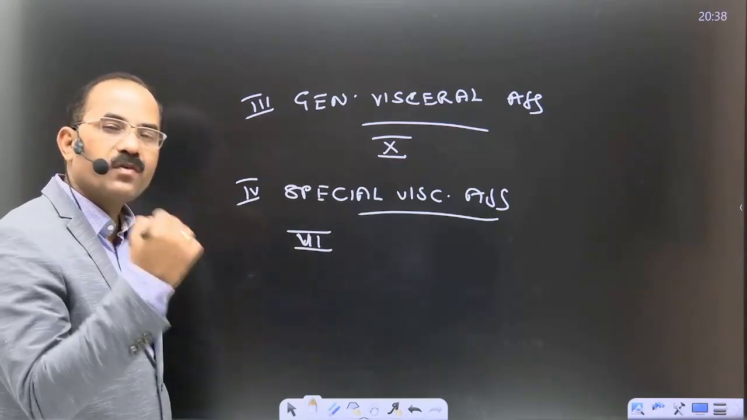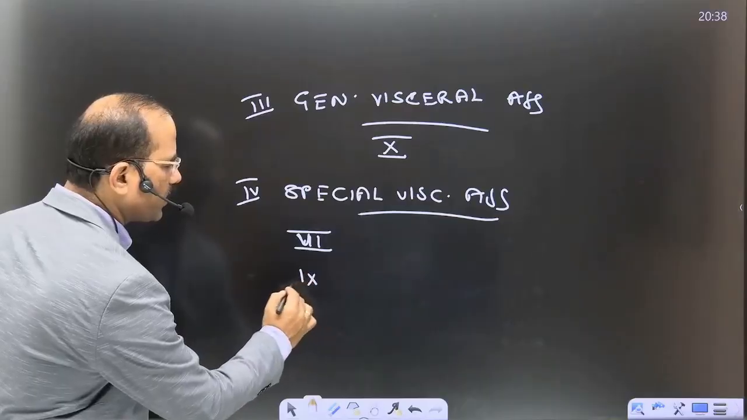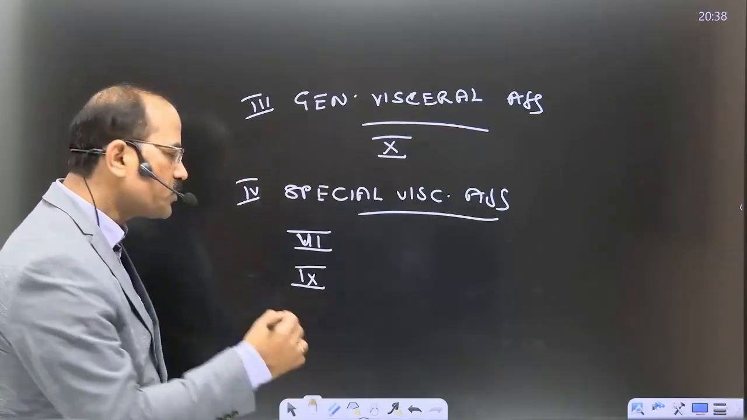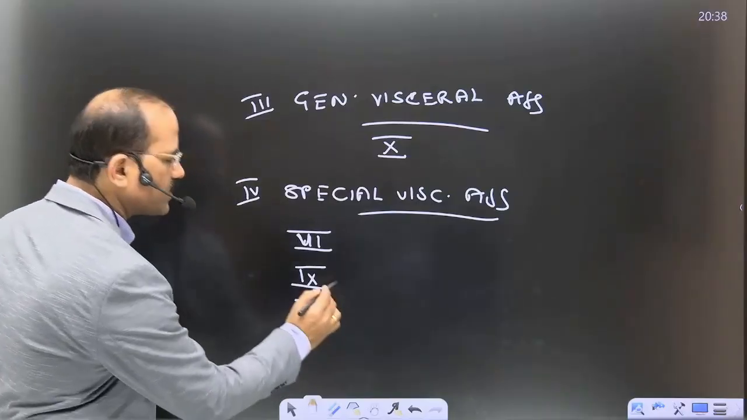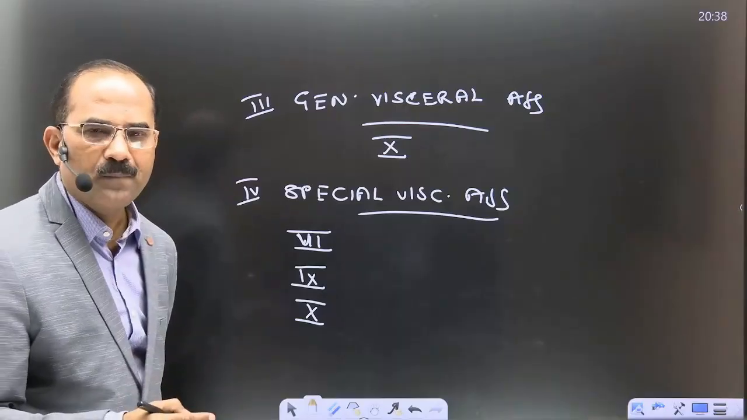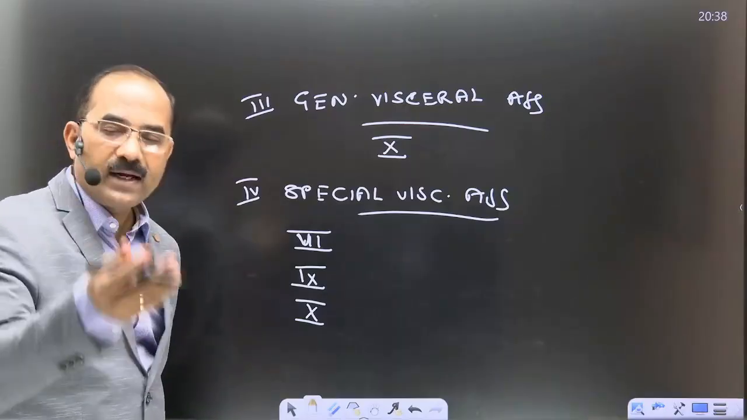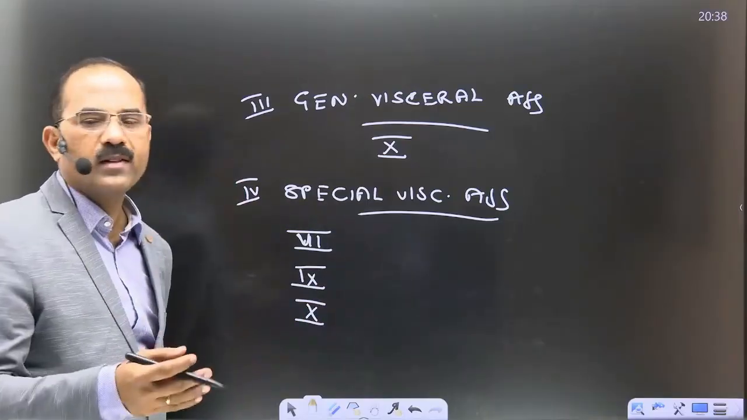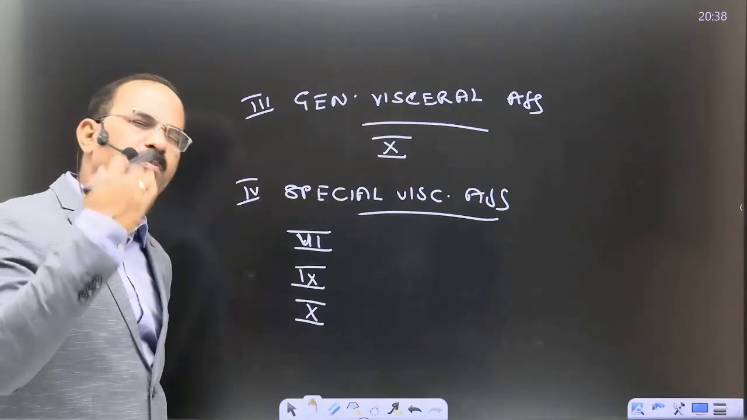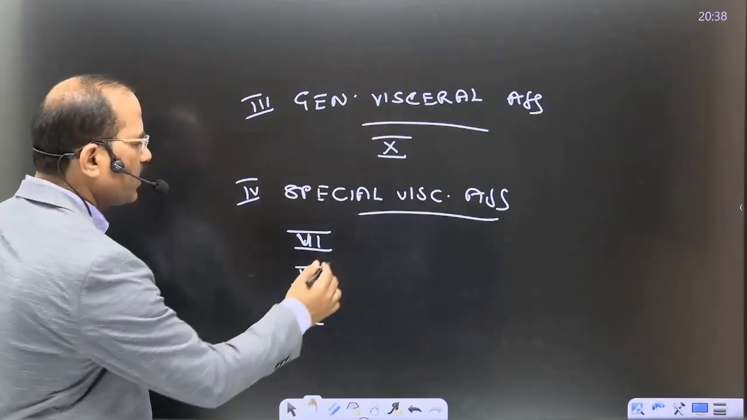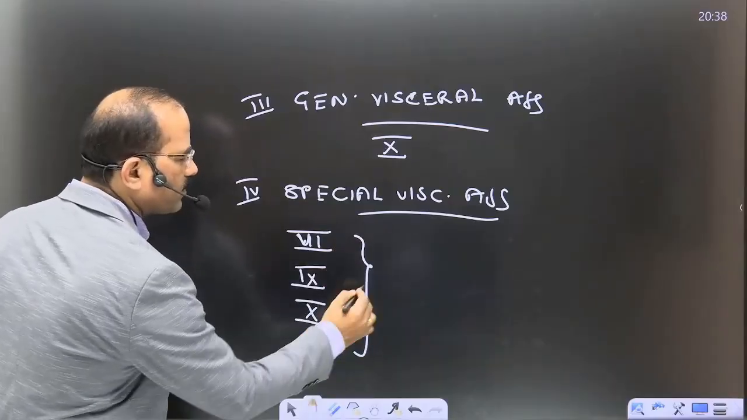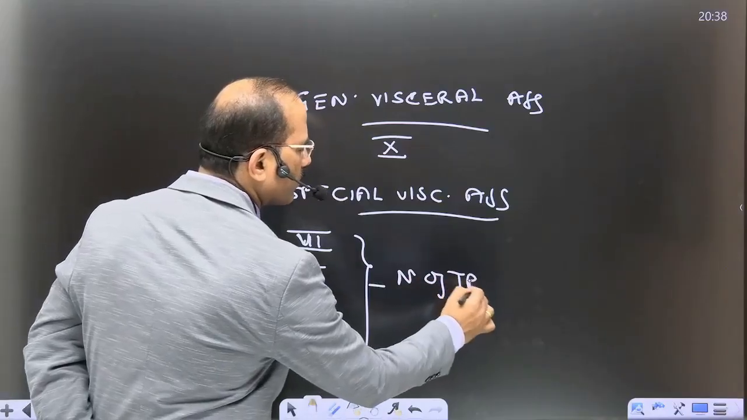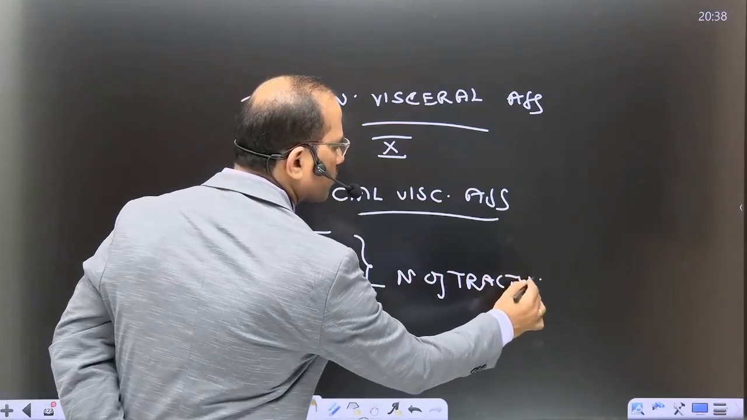Special sensations from posterior one-third is carried by glossopharyngeal nerve, and special sensations from the posterior most part of the tongue is carried by the vagus nerve, right? Just remember the tongue. Special sensations from anterior two-thirds, that's chorda tympani, which is a branch of facial. Posterior one-third is glossopharyngeal nerve, and the posterior most part is the vagus nerve. So for the 7th, 9th, and 10th nerves, there's a common nucleus, and that's the nucleus of tractus solitarius.